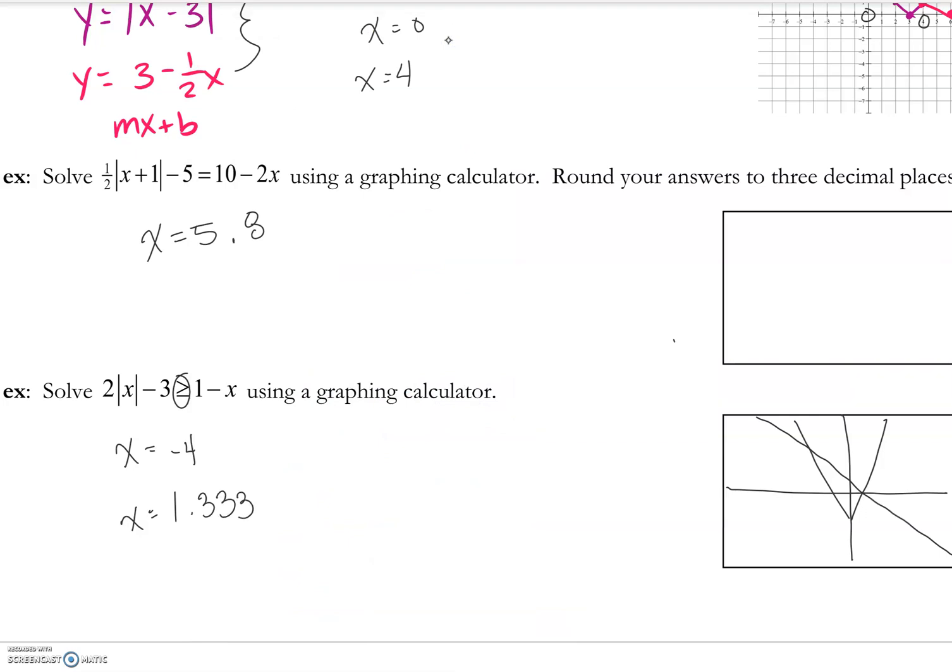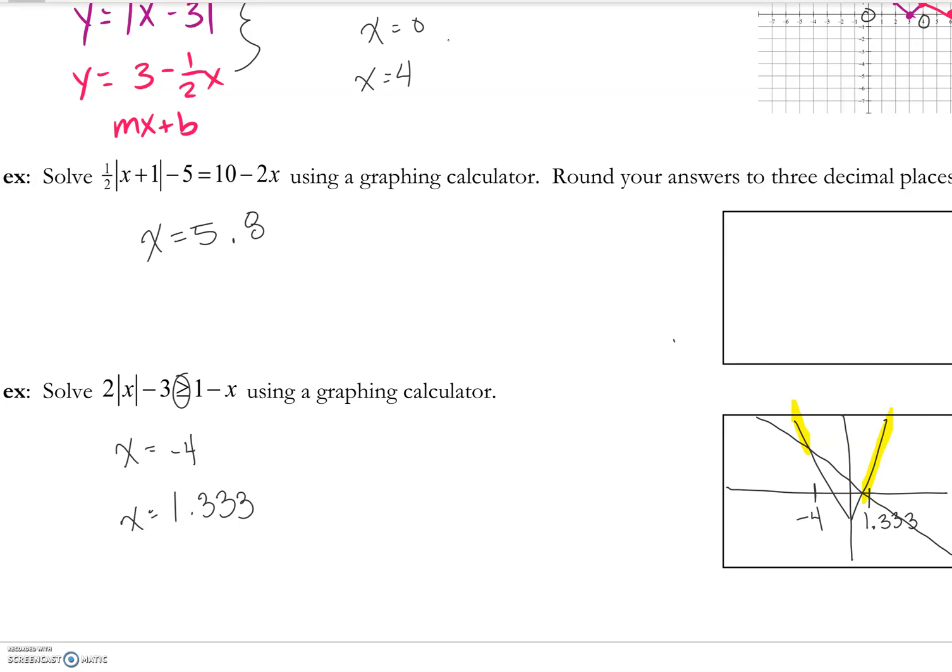Okay. I'm remembering though that I'm not actually solving for what x equals, I'm solving this inequality. So I know that this first x value was negative 4 and this second x value was 1.333. So when I look at this, I'm looking for when the absolute value function is bigger than the linear function. Another way to think about that is I want when this absolute value function is above that line.